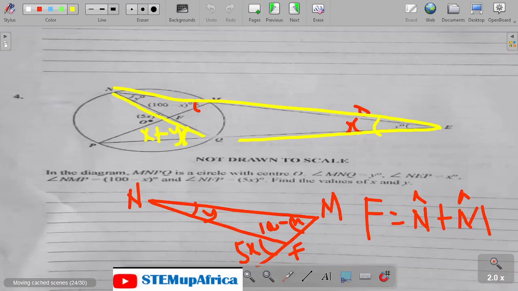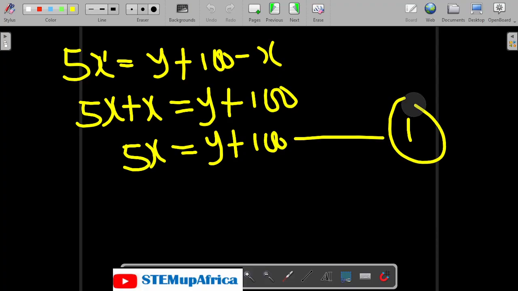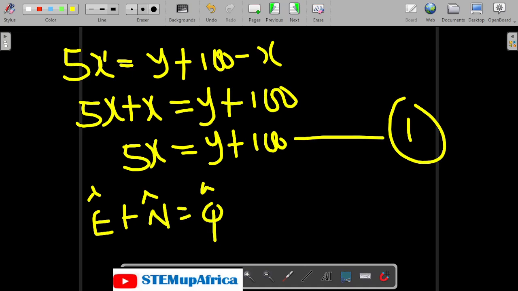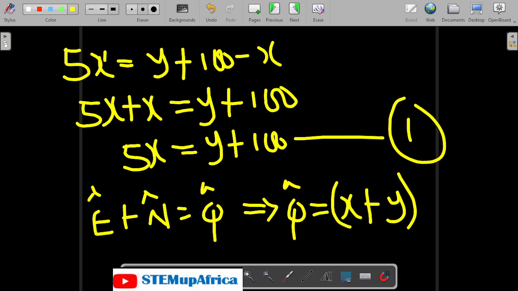So I'm going to have angle E plus angle N is equals to angle Q. The same theorem, sum of two interior equals to an exterior. So we are having my angle Q now will give me X plus Y. That is now the value of angle Q.